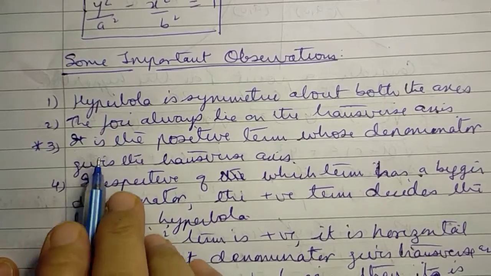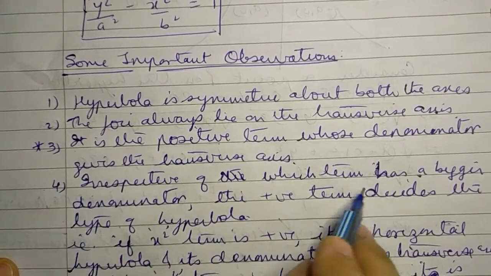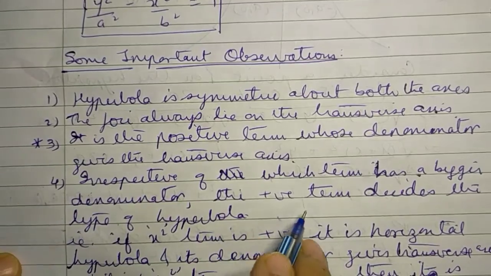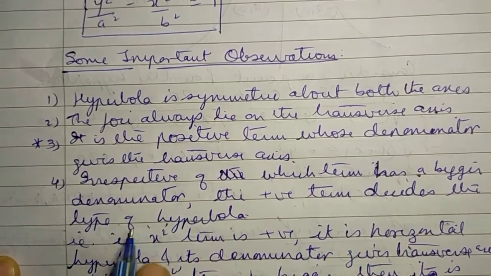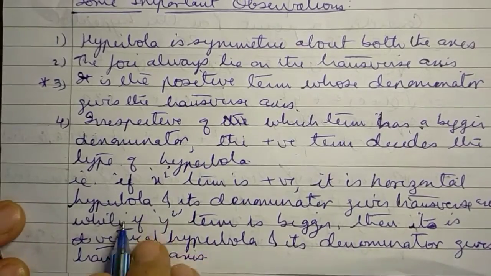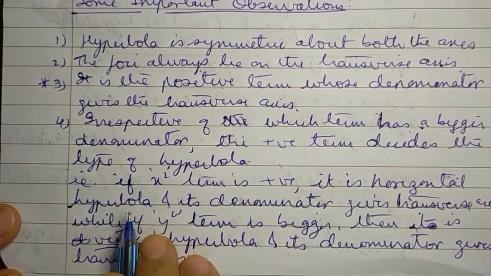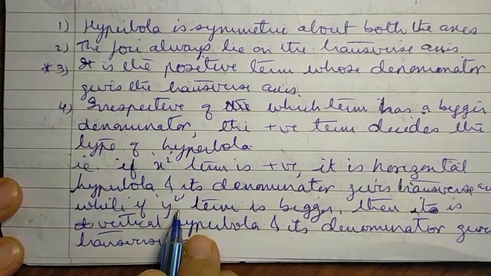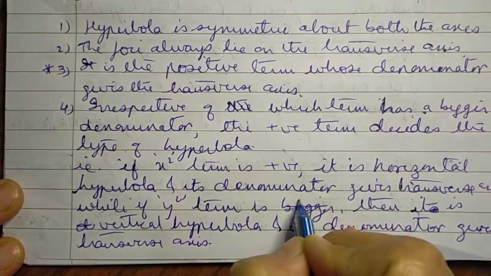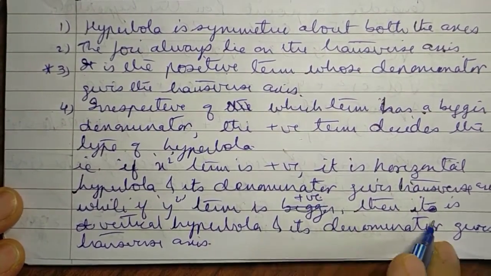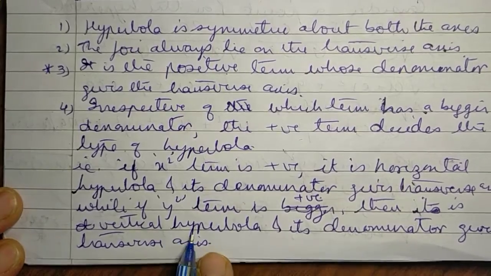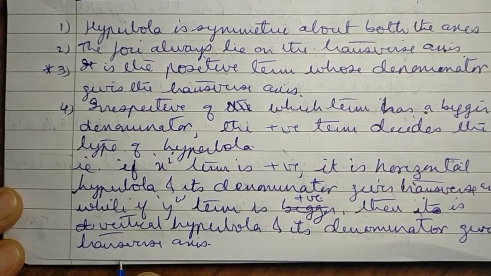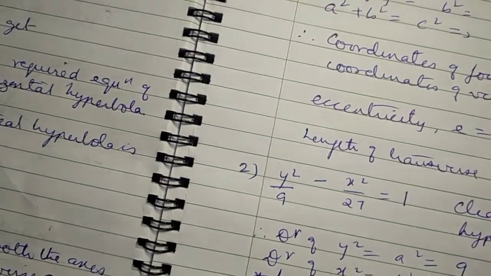Now, unlike an ellipse, irrespective of which term has the bigger denominator, it is the positive term which decides the type of hyperbola. That is, if the x squared term is positive, it is a horizontal hyperbola and its denominator gives us the transverse axis, whereas if the y squared term is positive, then it is a vertical hyperbola and its denominator gives us the transverse axis. Now let us do some questions from exercise 11.4 which will make the concept more clear.